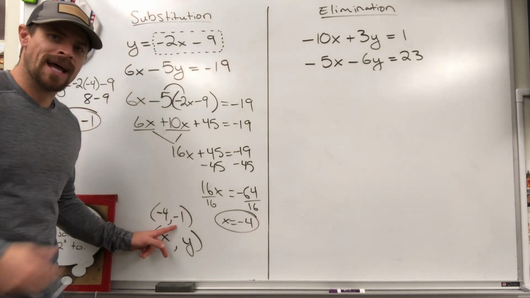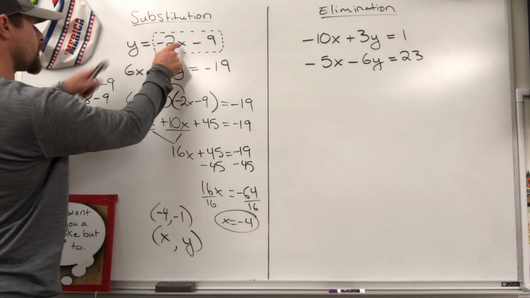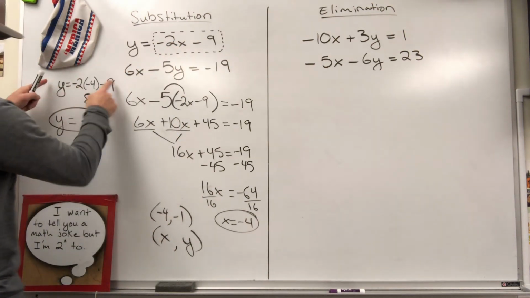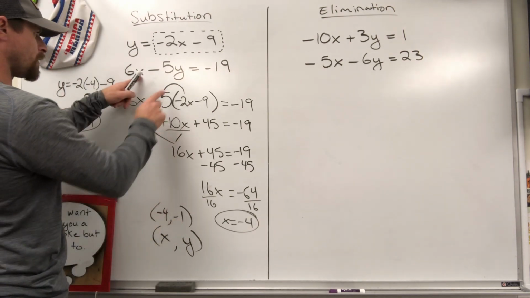When you finish these, I like to tell my students, take the two values, plug them into both equations, and make sure they come out to be true. We already know that they're going to work on this one, because that's how we got it. Now take a negative 1 and a negative 4, put them in for the x and the y.